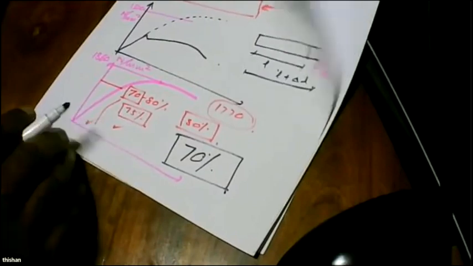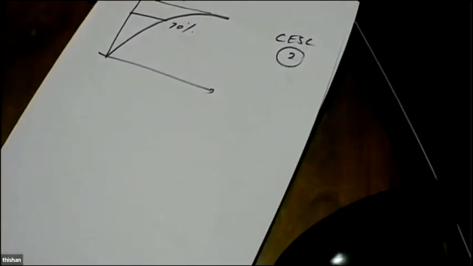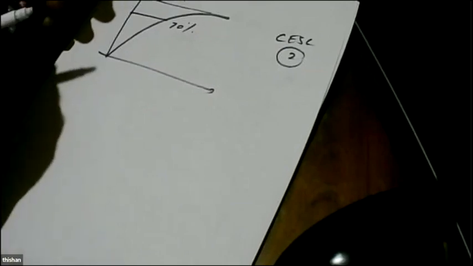So basically what happens is, you have a steel that will have a stress-strain curve like this, breaking at 1,860, and stress up to 70%, giving a value of 1,302 newtons per millimeter squared or megapascal.